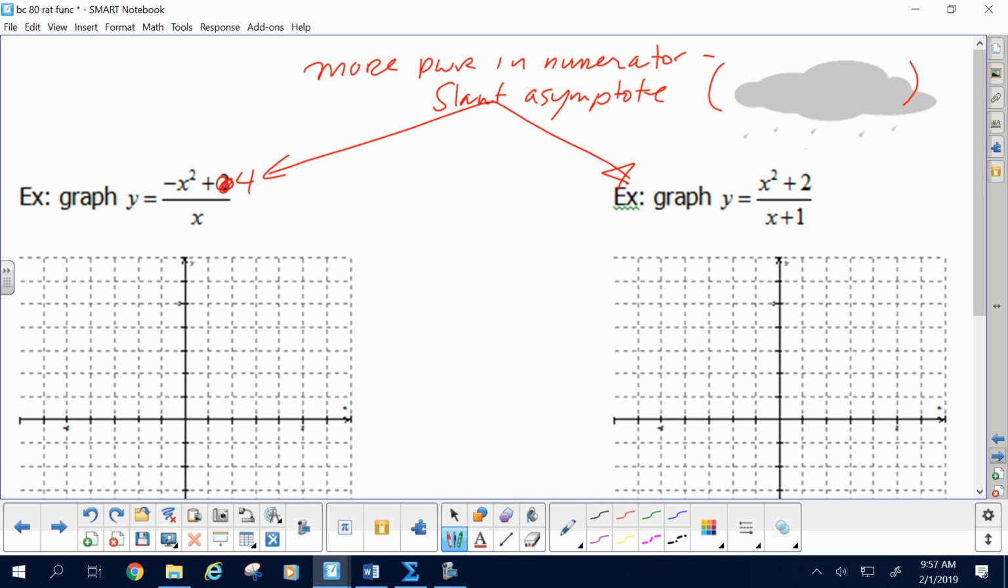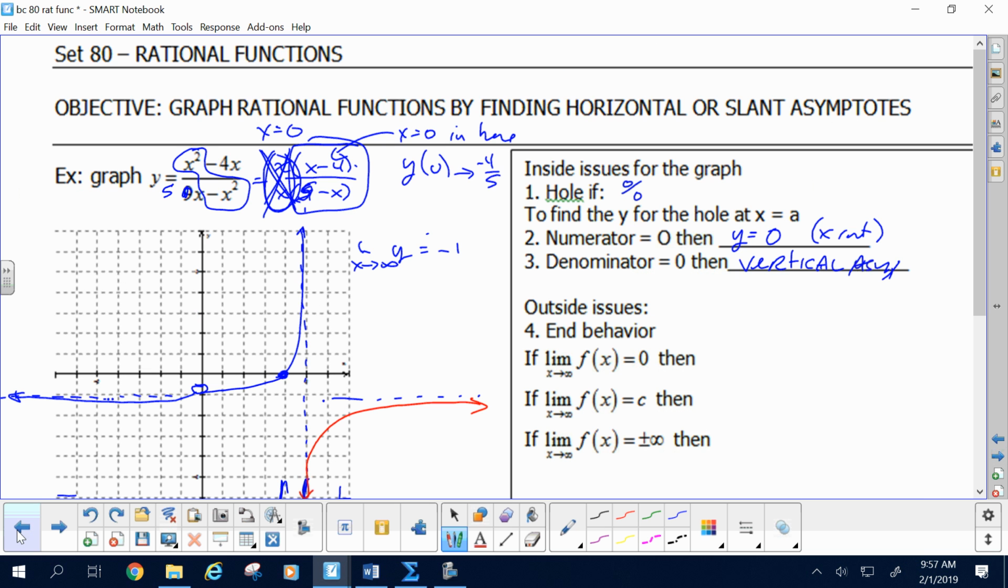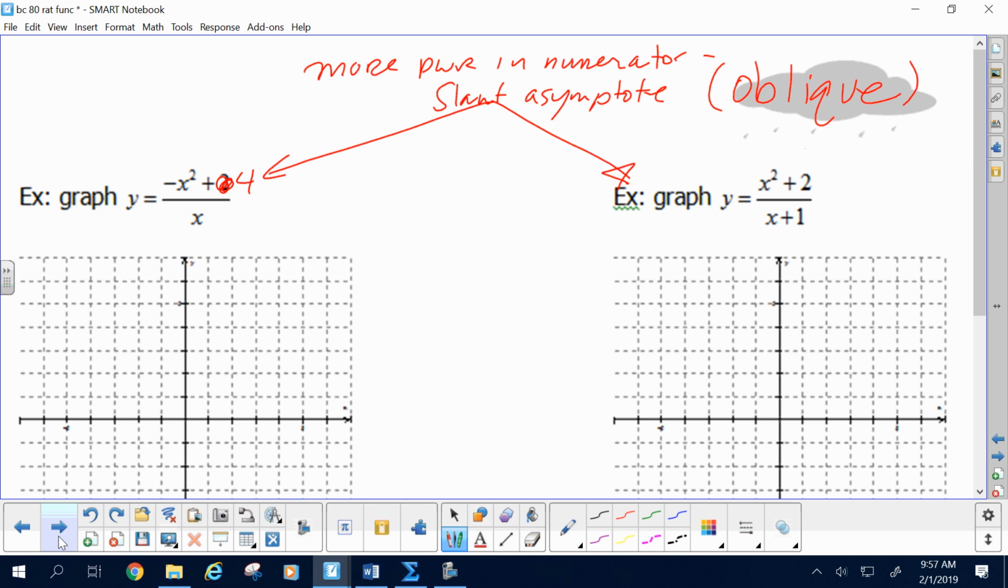Would you also put parenthetically oblique? Some textbooks use the word oblique for slant asymptote. I want you to do both slant or oblique asymptote. Right? Previously, we've been doing horizontal asymptotes like the one we just did. This has a horizontal asymptote. The ones you have done forever, the ones that at the x-axis is an asymptote. This is part 3. Here we go.